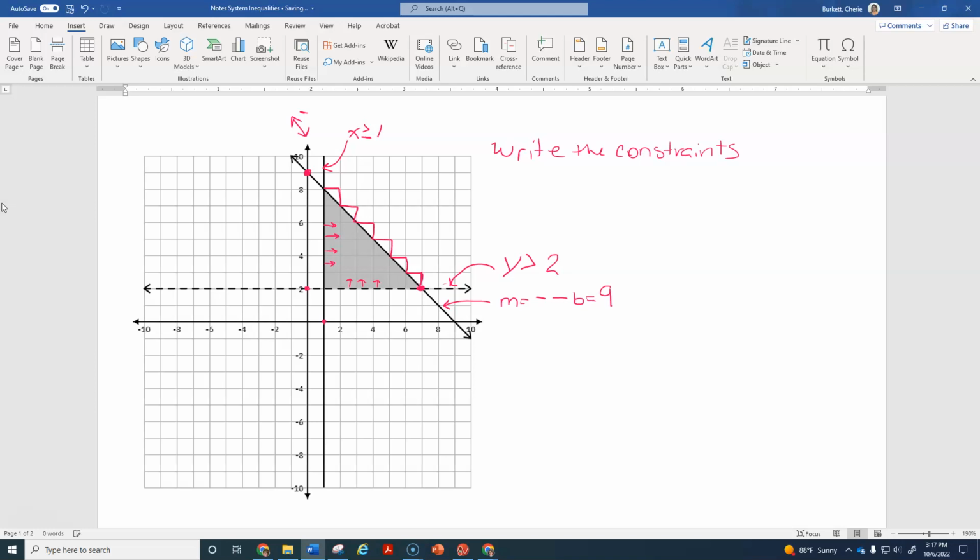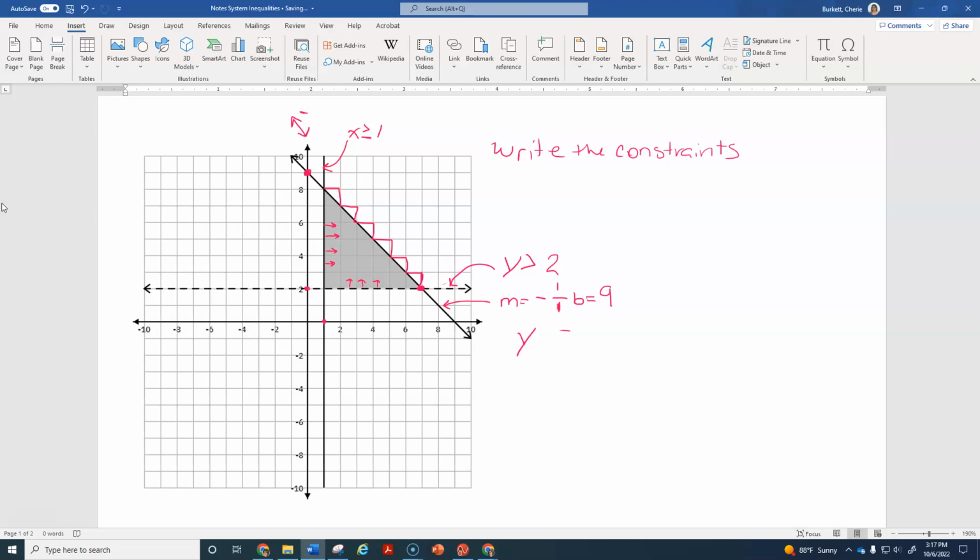Rising 1, running 1. Do you have to draw all of those? No, but it just makes me more confident the more I draw. So I've gathered the 2 pieces of information that I need. My slope is -1. My y-intercept is 9. So my constraint or my equation is going to be y.